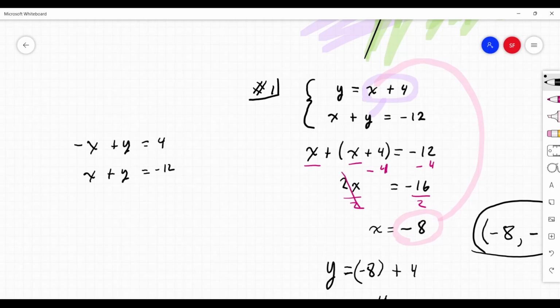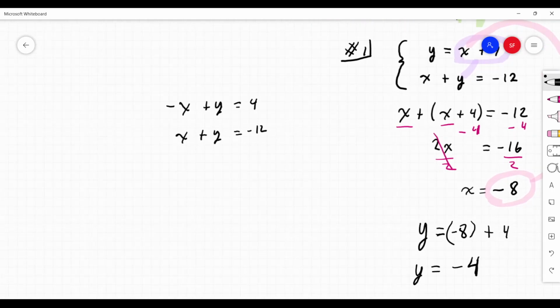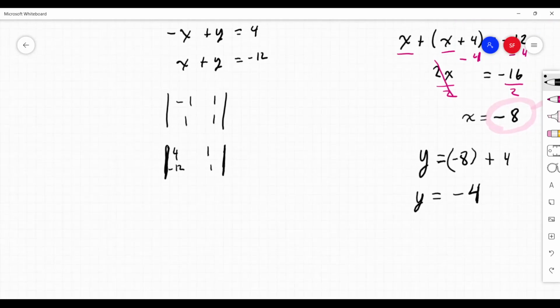The first one would be negative 1, 1, 1, 1. The second one would be 4, 1, negative 12, 1. And then the third one would be negative 1, 4, 1, negative 12.